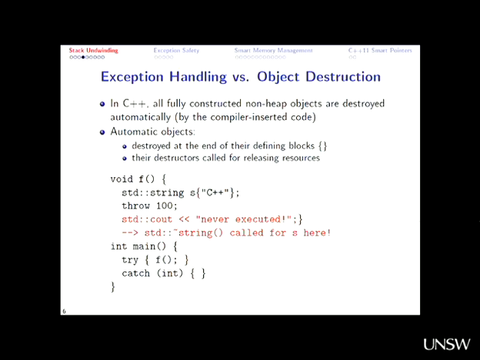Okay, so anything that's not on the heap is destroyed automatically by the compiler. And they're destroyed at the end of their defining blocks, so for bracing, and their destructors are called for releasing resources. So here's a very simple example.